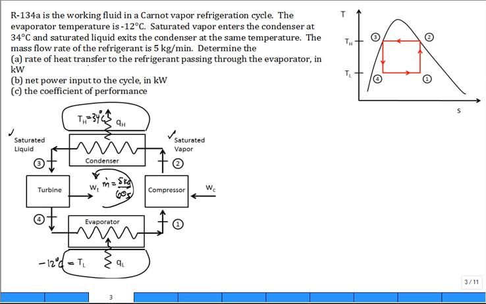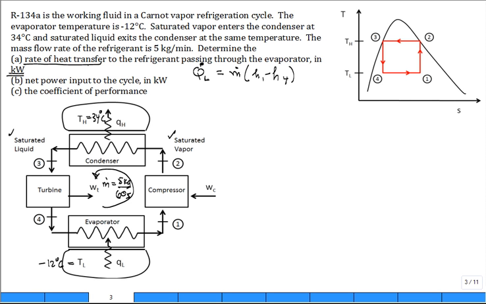Determine the rate of heat transfer to the refrigerant passing through the evaporator. Now, they want it in kilowatts, and it's a rate of heat transfer, so we're asking to solve for Q dot in the evaporator. It's Q dot L, or Q dot E. That would be, from an energy balance around the evaporator, the mass flow rate times enthalpy 1 minus enthalpy 4. True? Does that look good to you? So we need to get those enthalpies.